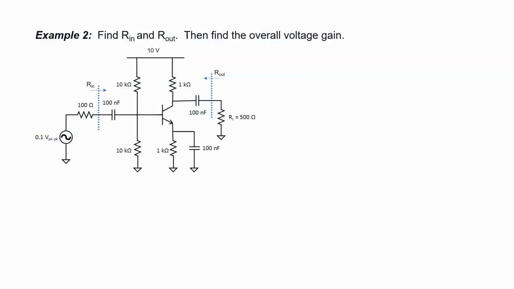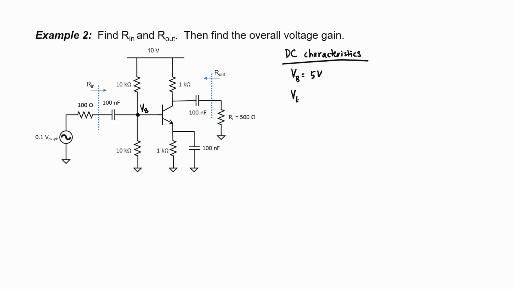Example 2 here is just a little bit trickier because you can see that at the emitter side we have only a large capacitor. We've completely bypassed the 1 kilo ohm resistor here for AC signals. Let's first do a DC characterization of this amplifier. We have a 10 volt power supply and two 10 kilo ohm resistors. Therefore, our base voltage should be halfway between 10 and 0, or 5 volts.